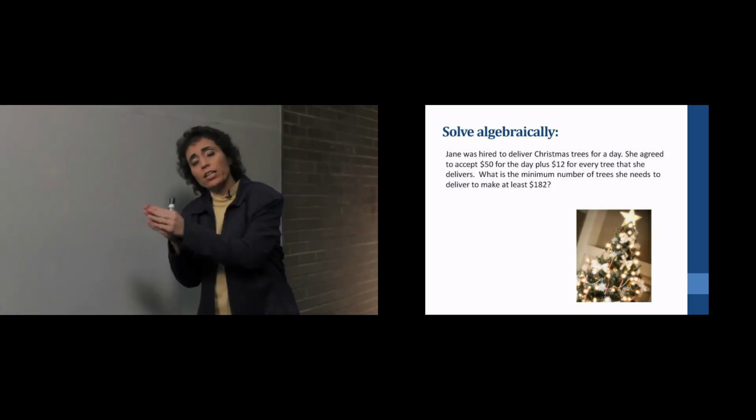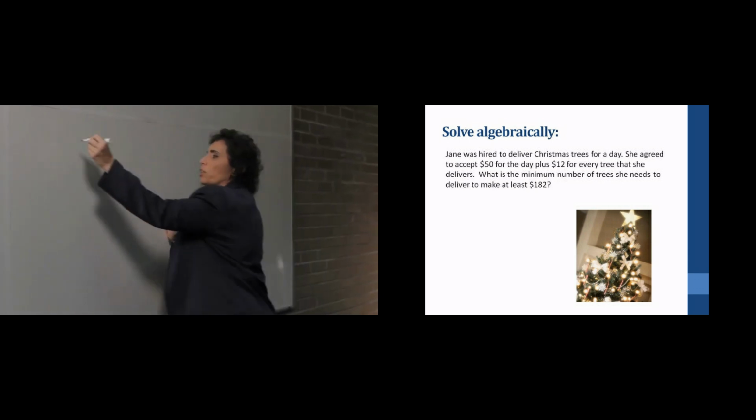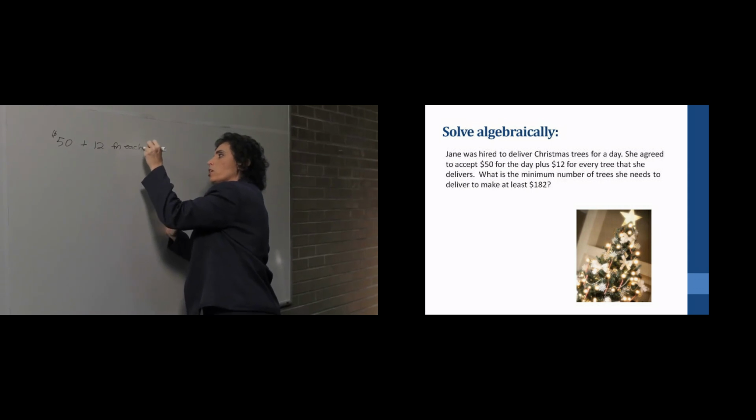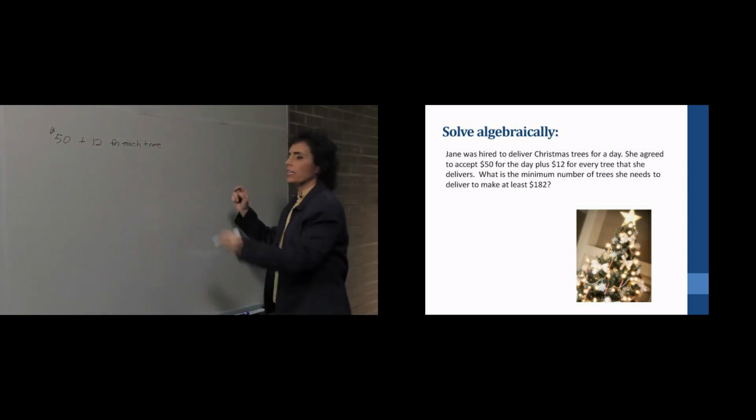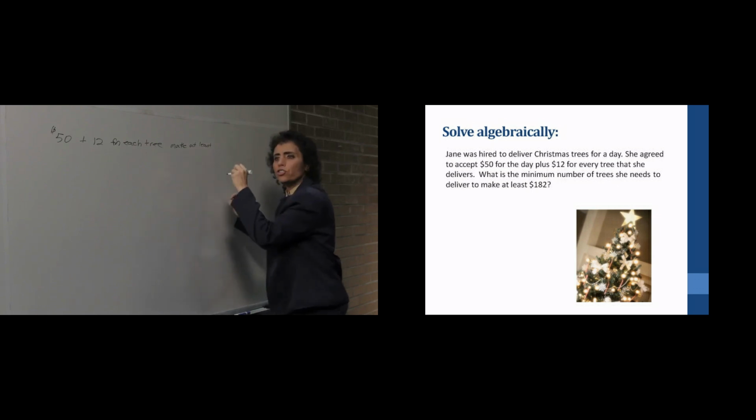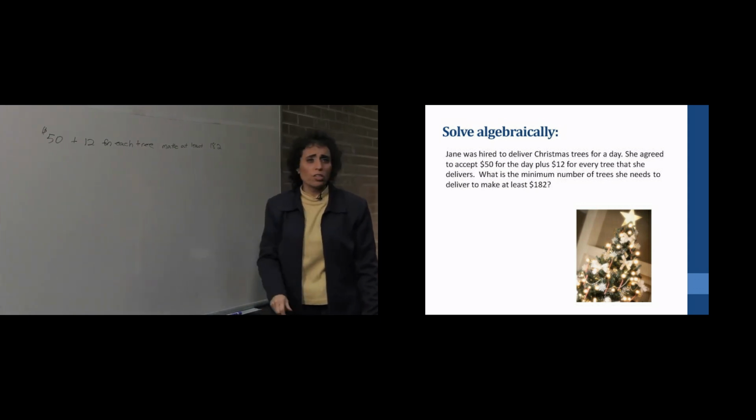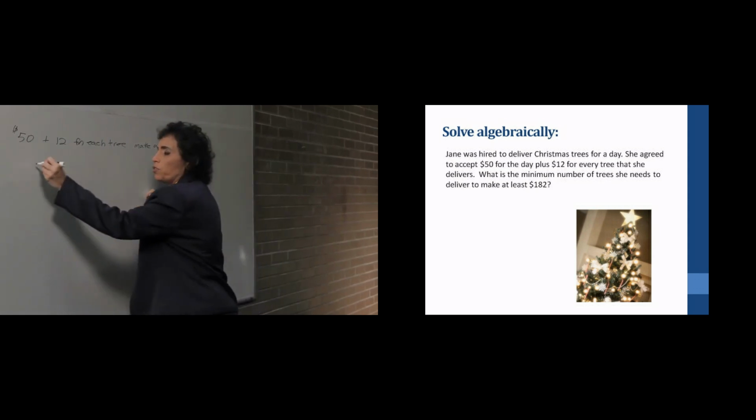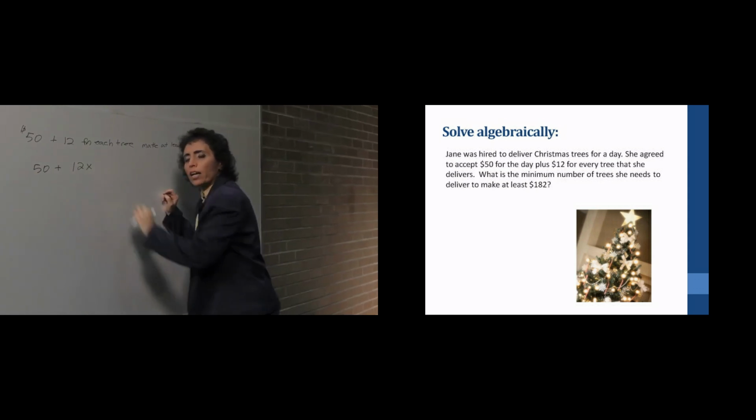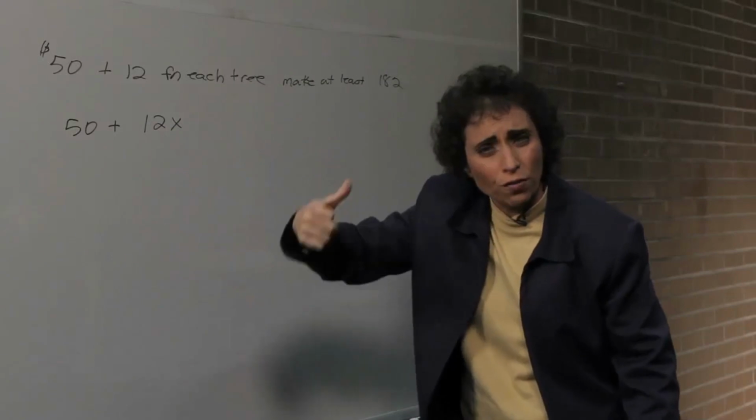This is something like we did the other day, where we talked about making our own formula. This is what we know about Jane. She gets $50 for the day, plus $12 for each tree, and she wants to make at least $182, that's a strange number, but $182. We want to know how many trees she must deliver. We don't know that. So it's $50 plus $12 for each tree. If the trees are x, $12 for each tree. If there's one tree, she's getting $12. 2 trees, 12 times 2, $24.